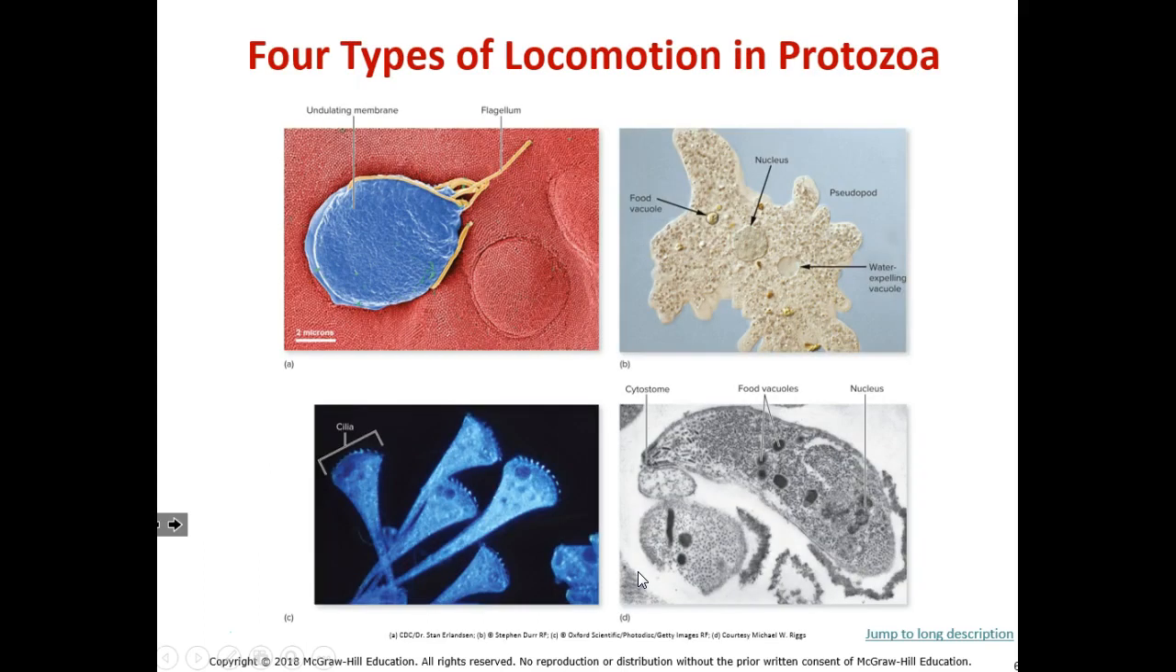Here are 4 types of locomotion. There is that flagellum right there. Here's a pseudopod. Look at all of these little extensions here. These are pseudopods, false feet that help it to glide along. Here, what is this right here? Cilia. And here we have a cytosome, food vacuoles, and the nucleus.